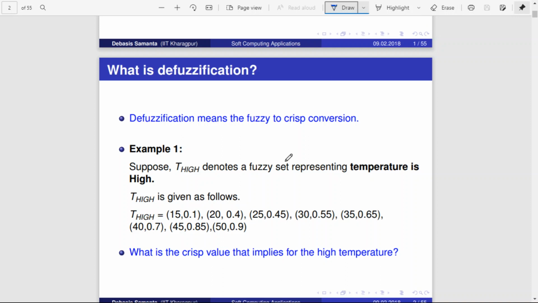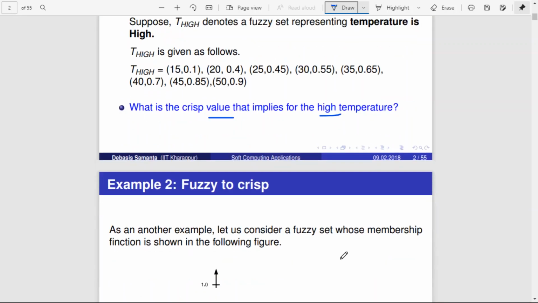Suppose, for example, high temperature is given by this particular fuzzy content: for 15, the degree of membership value for high temperature is 0.1, for 20 it is 0.4, and so on and so forth. In this case, if you are asked to find the crisp value that implies high temperature, how will you do that? How to calculate that? That's what we are going to discuss. So this is one example.